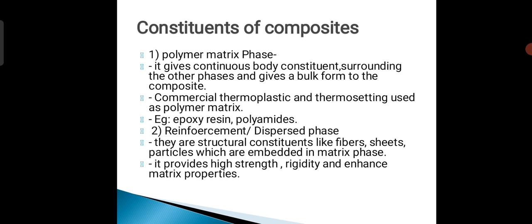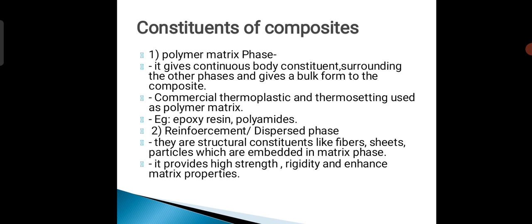Next point is the constituents of composites. Polymer matrix phase. It gives a continuous body constituent surrounding the other phases and gives a bulk form to the composite. Commercial thermoplastics and thermosetting polymers are used as a polymer matrix, for example, epoxy resin, polyamides, etc.